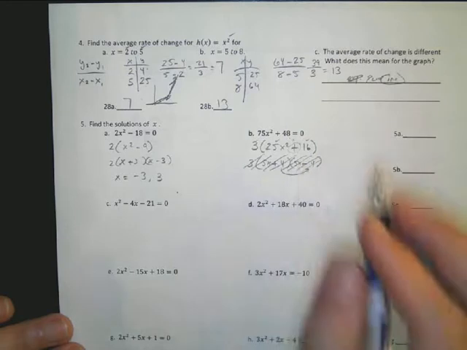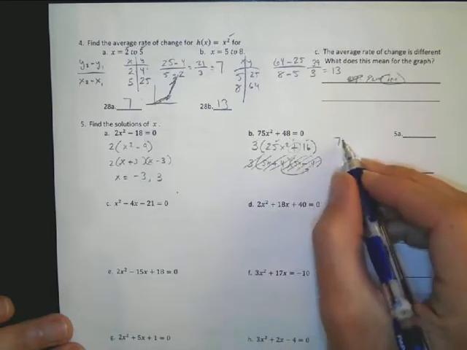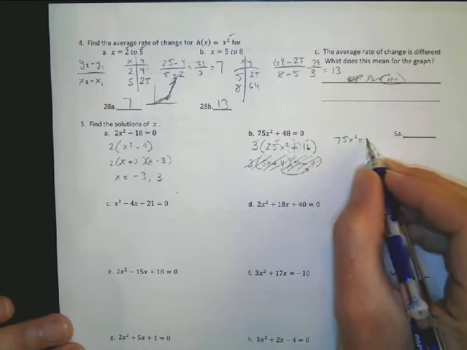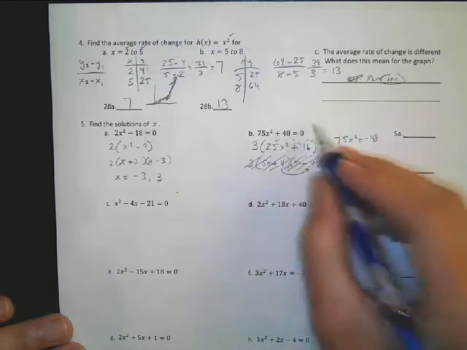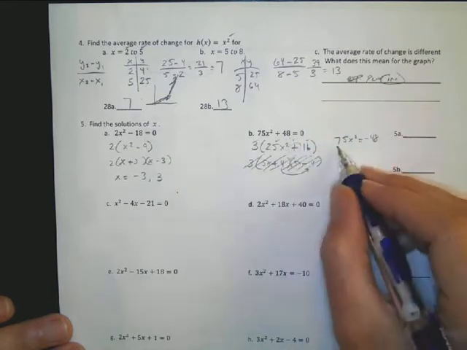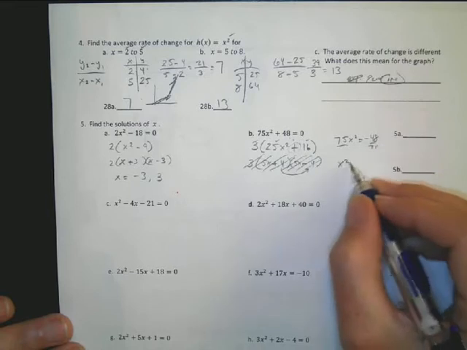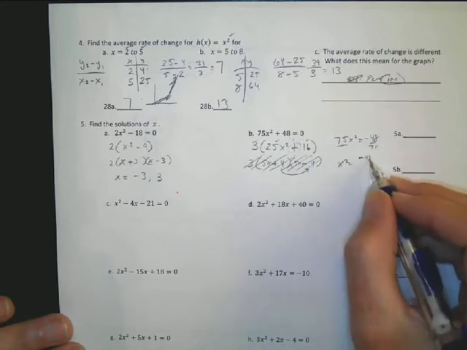I could then take a look and say, well, let's set it equal to zero. 75x squared equals negative 48 by moving that over. All right, so I divide both sides by 75. X squared equals negative 48 over 75.